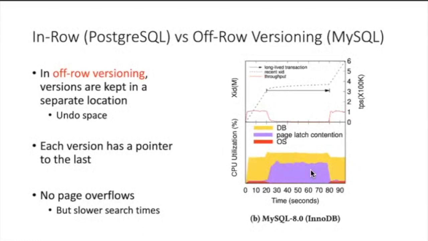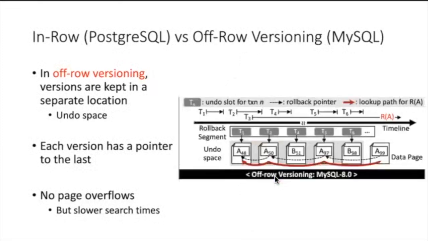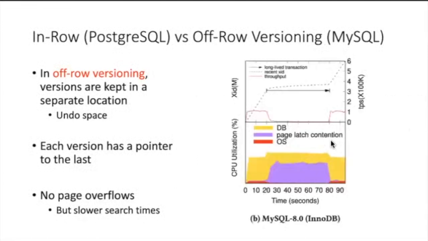So we have the same test, but we do it in MySQL. We have some update workload, we open a long transaction, and then we close it. And then we look at the CPU again. As soon as the transaction starts, we have all this contention on the pages in this undo log. The CPU usage goes up, and the throughput of the foreground transactions drops completely.